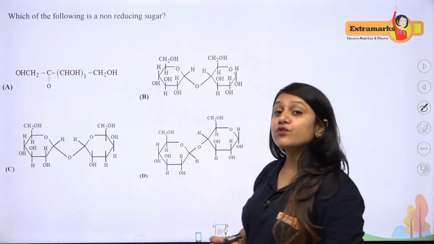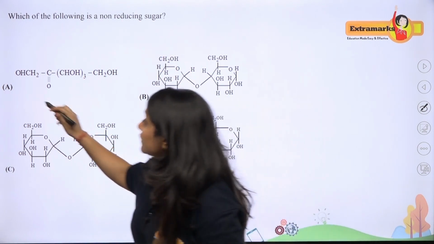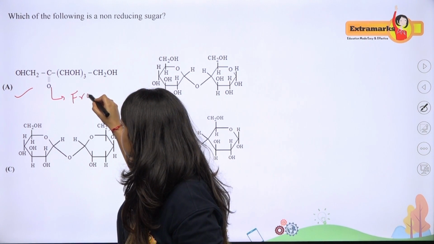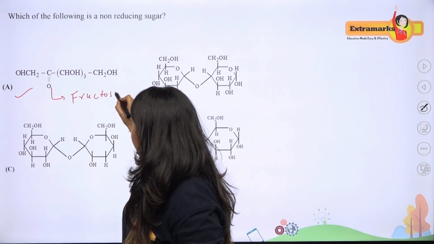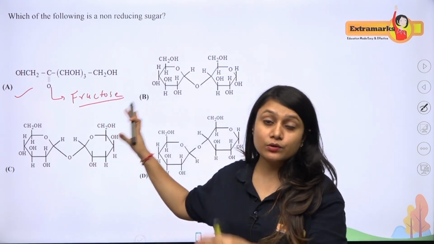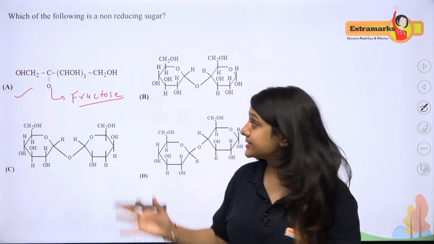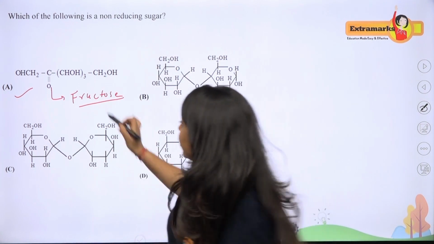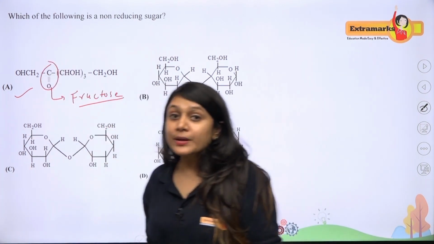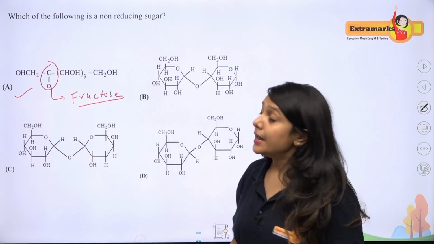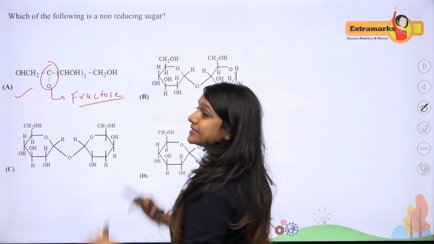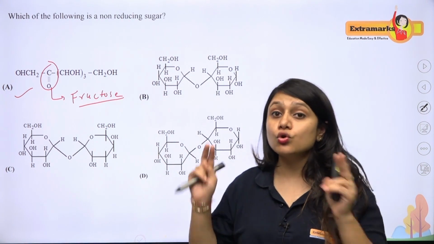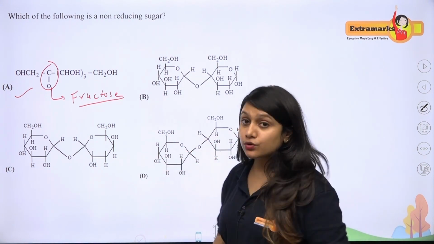So as you can see, the first option they have given to us is fructose. Now your question must be, ma'am, how can you be very sure that this particular compound is fructose? Yes, this is fructose because we know the molecular formula, right? And it contains C double bond O, but still it will act as a reducing sugar. Now after this one, as you can see, all of those are disaccharides. They contain 2 carbohydrate groups, okay?